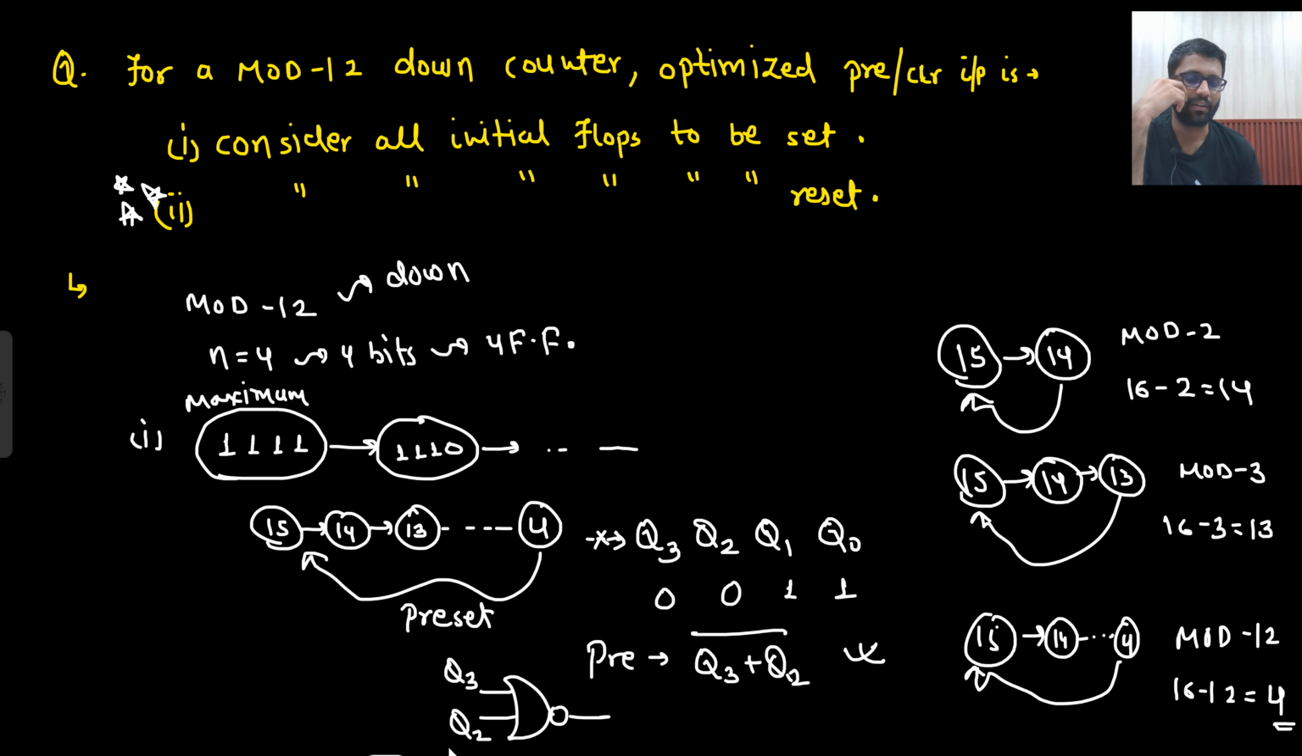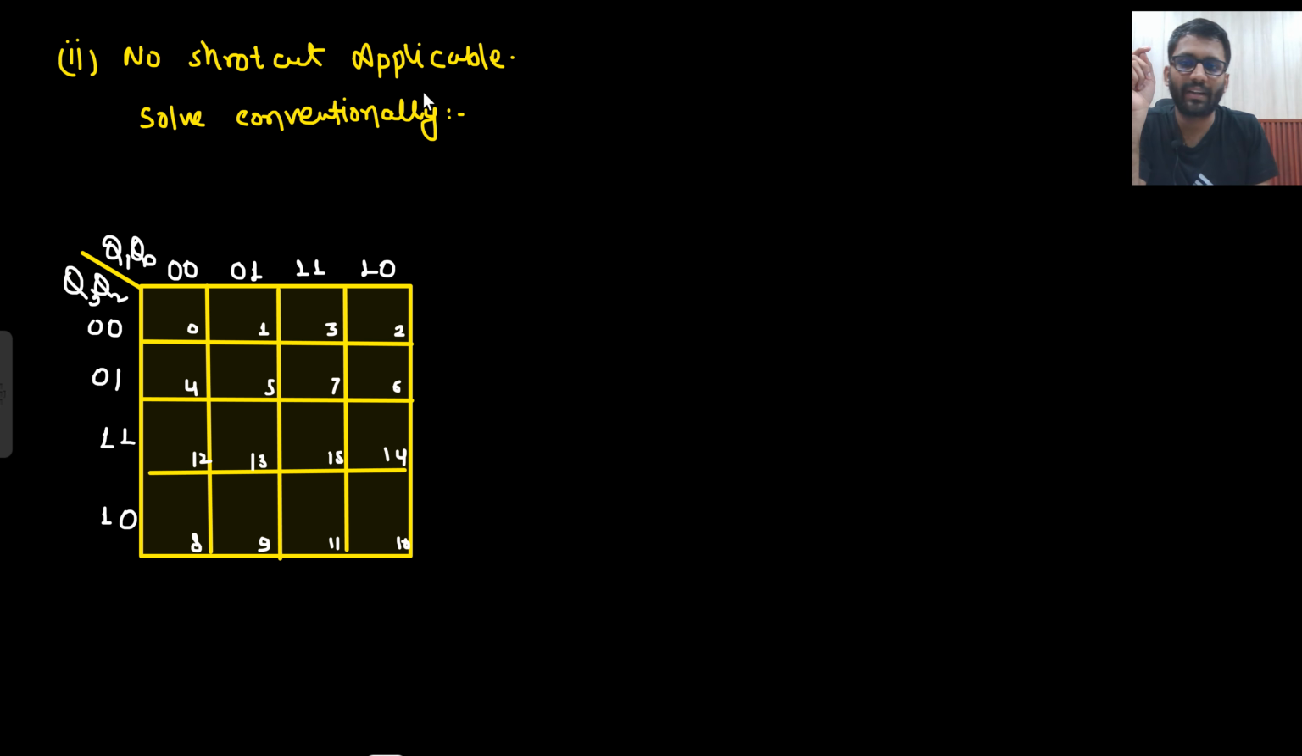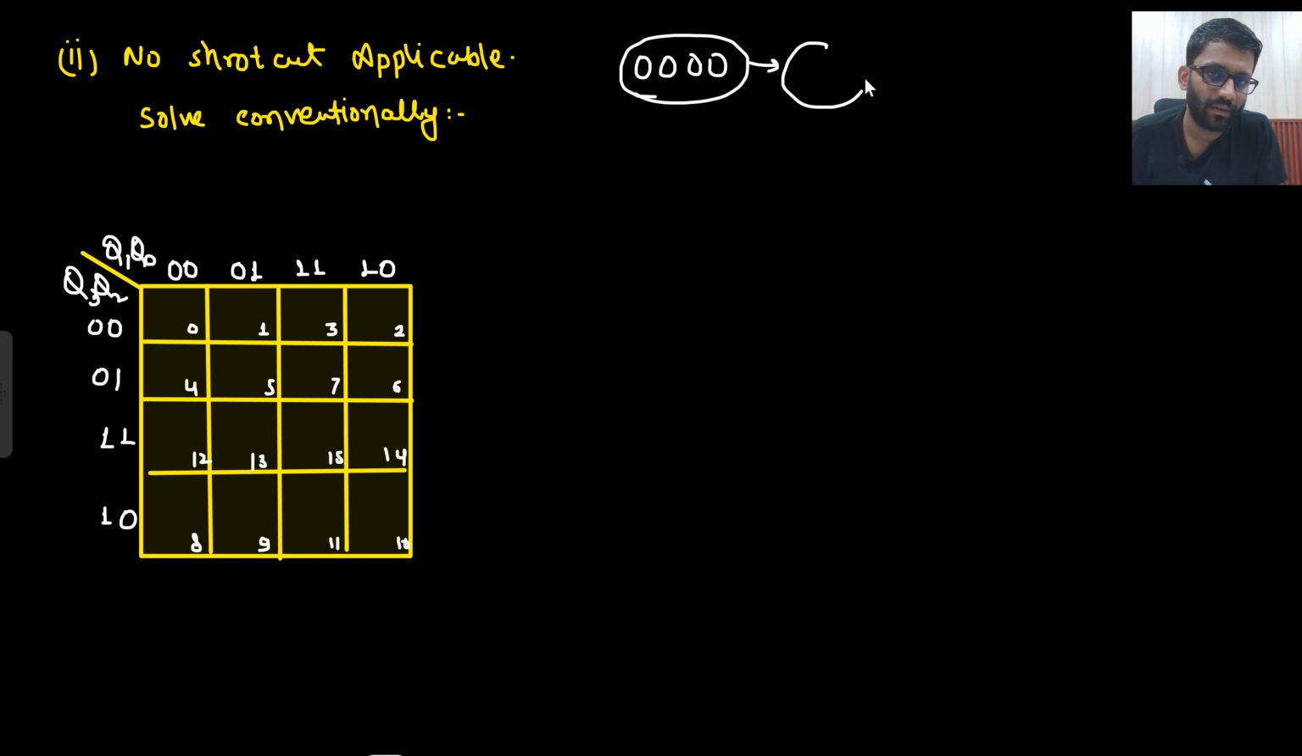So what will you do there? First you need to think that all flops are reset. If all flops are reset, then for the second one, just ignore this. You need to go down, as you are designing a down counter.